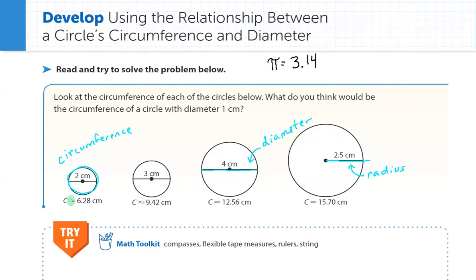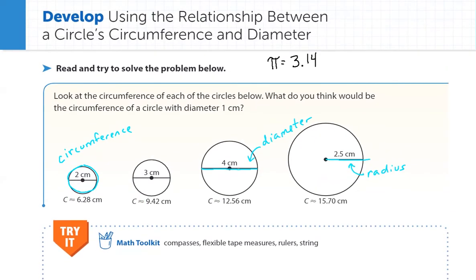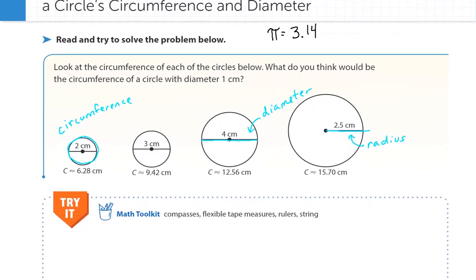Okay, I'll take those out. Those are distracting me. Okay, so our try it says, look at the circumference of each of the circles below. What do you think would be the circumference of a circle with a diameter of 1 centimeter?